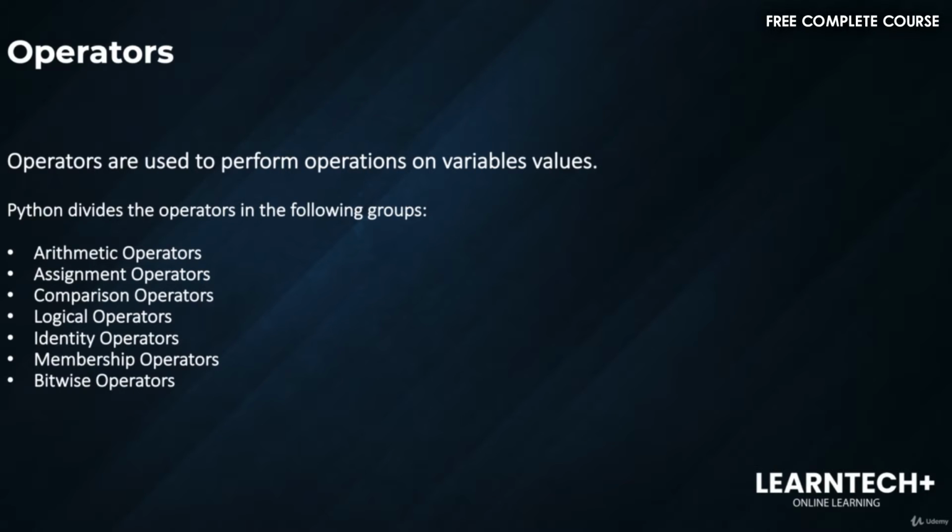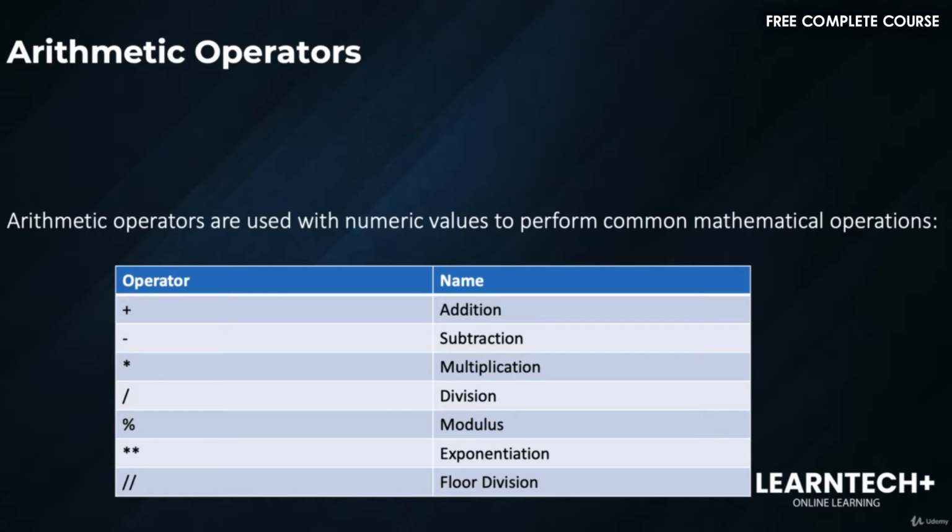The first operator group we're going to talk about is arithmetic operators. Let me go to the next slide and talk in detail about them. Arithmetic operators are used with numeric values to perform common mathematical operations. On the left we have the operator. The first one is plus, and the name is addition. Then we have subtraction, multiplication, division, modulus, exponentiation, and floor division. We're going to try these operators in a minute, starting with addition, then subtraction, multiplication, and division.